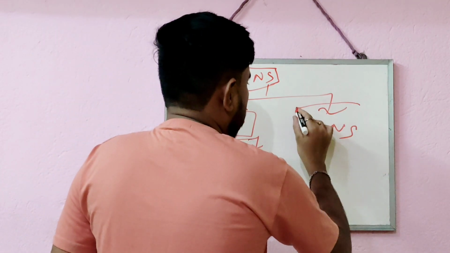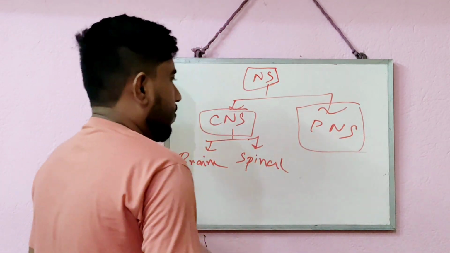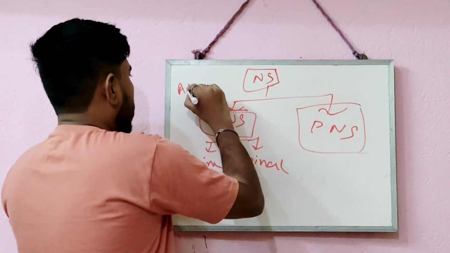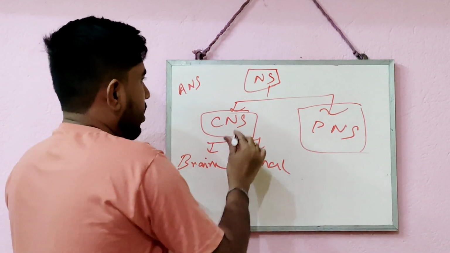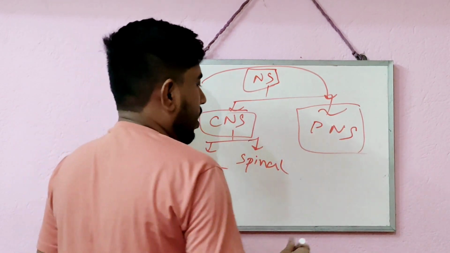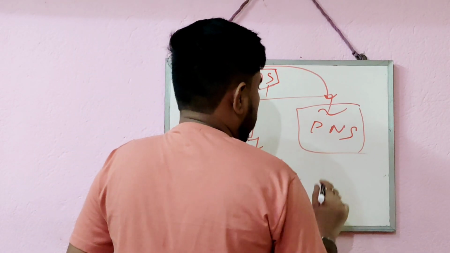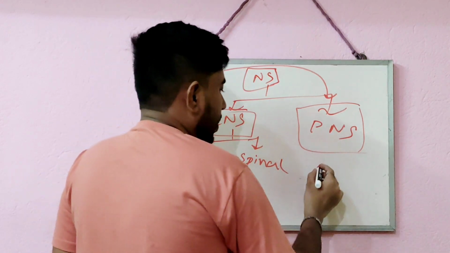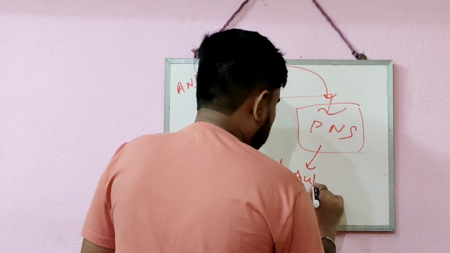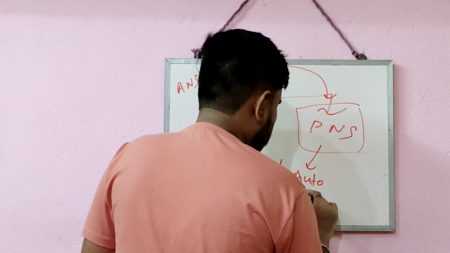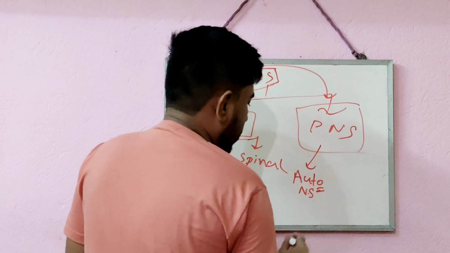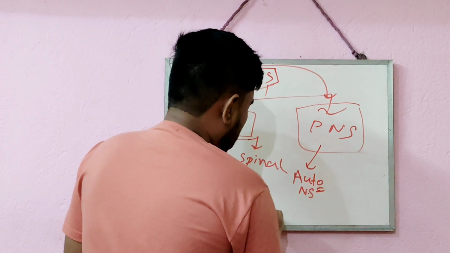But here we will discuss the PNS, or peripheral nervous system, because all the drugs which act on the autonomic nervous system generally act on different classified parts of the PNS. That peripheral nervous system can be classified into two parts. One is the autonomic nervous system. What is the definition? By the name only you can understand. Autonomic means by choice or auto.